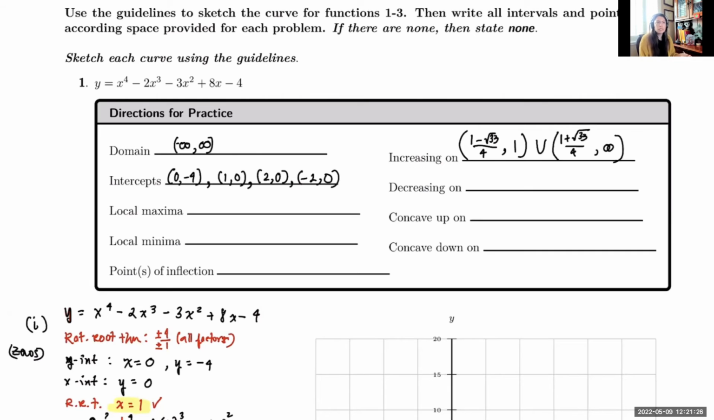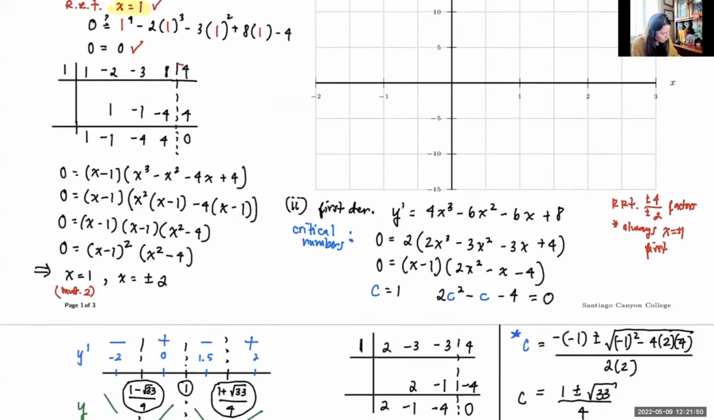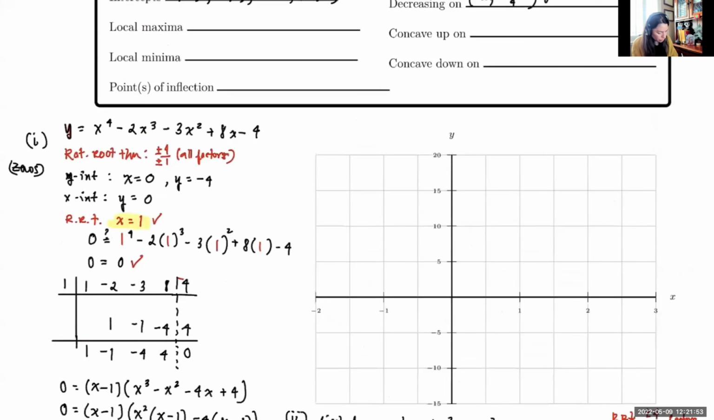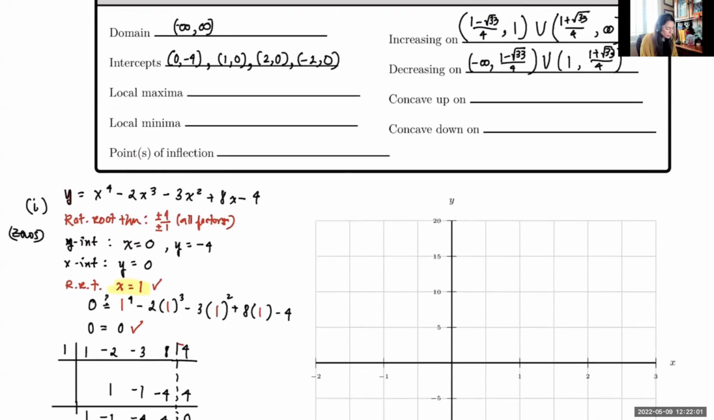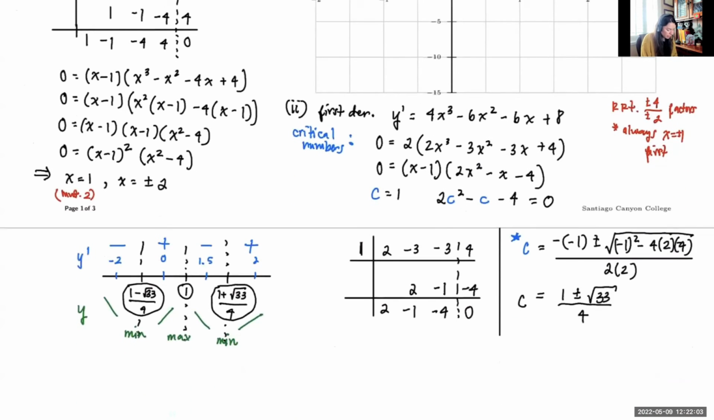And again, I'm not using a calculator. I'm just estimating. The only thing I wanted to check maybe in a calculator are approximation values for that to choose my test values. Okay, and then it's decreasing everywhere else. That means it would be decreasing on negative infinity up into that one critical number, union, and then decreasing again from 1 to that other critical number, 1 plus square root of 33 over 4, like that. And that would imply that our local maxima is going to be at these values.